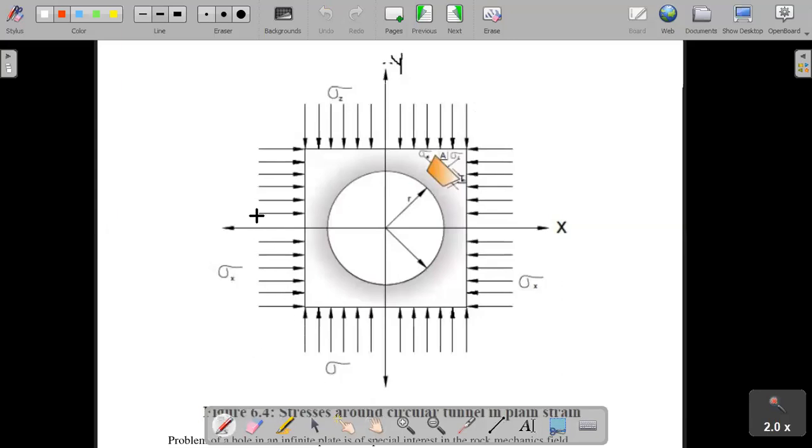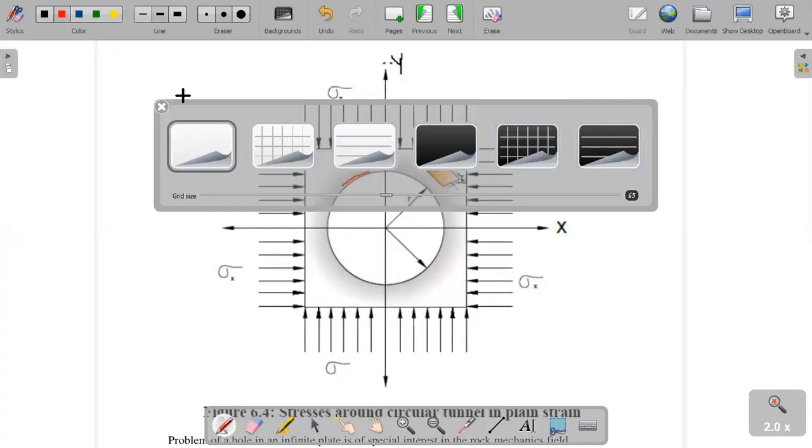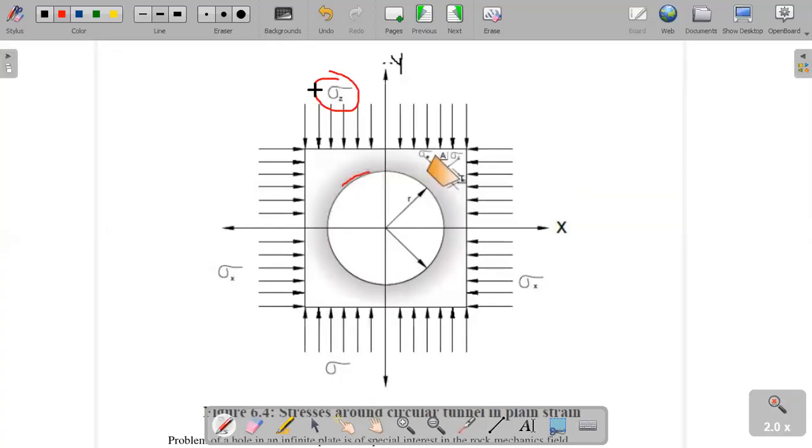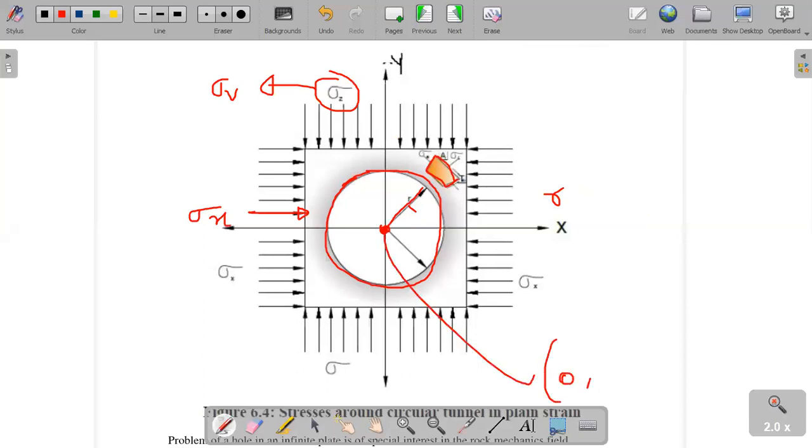Like in this diagram, it is clearly represented here how sigma z is due to the vertical stress and sigma x due to the horizontal stress from x direction, and this is the excavated area, circular opening. Radius of this opening is taken r. So at any point from this origin, this is the center of the excavation.